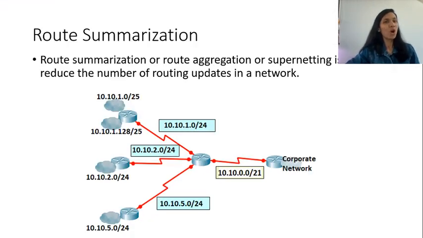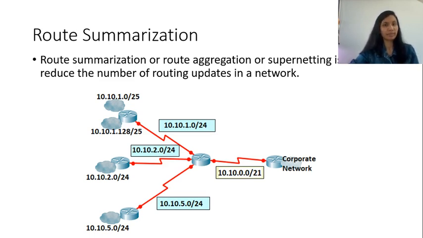Next, let us move on to route summarization. Route summarization or route aggregation or supernetting all mean the same. This is used to reduce the number of routing updates in the network. That is, the routers are going to perform route summarization so that they need to have less number of advertisements going out.